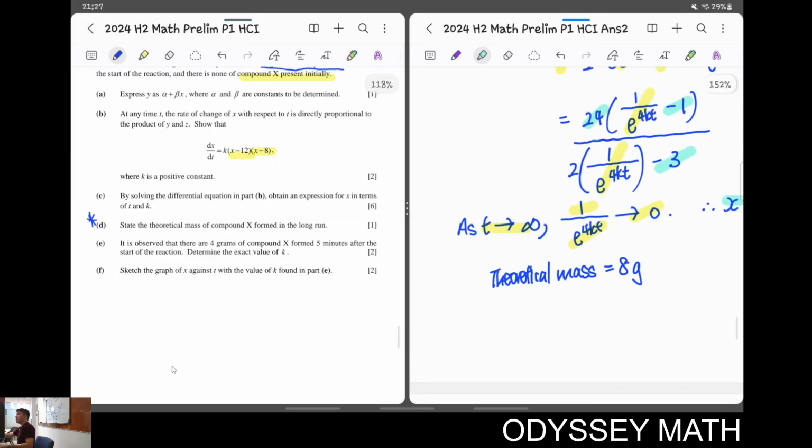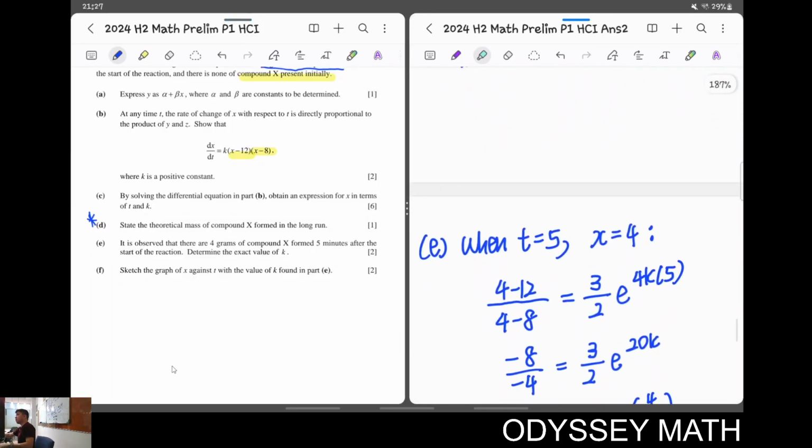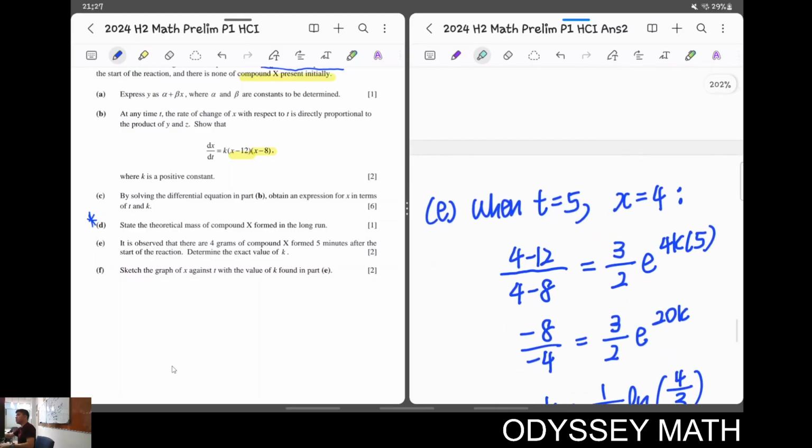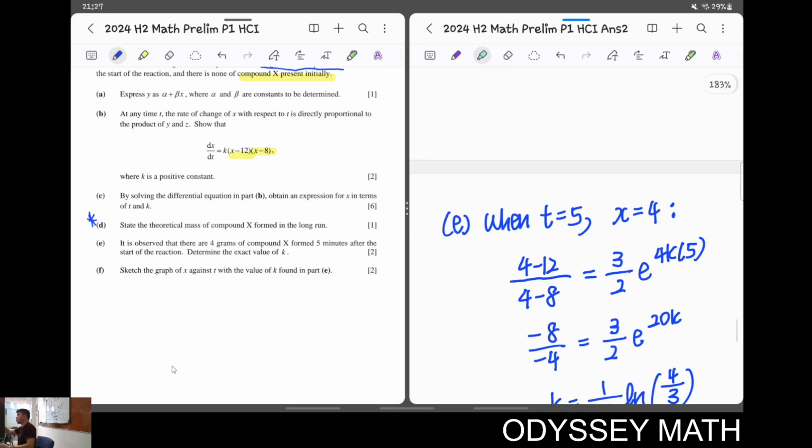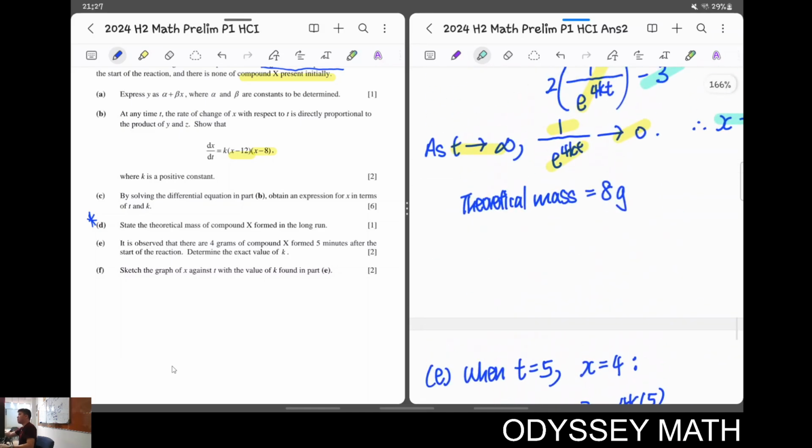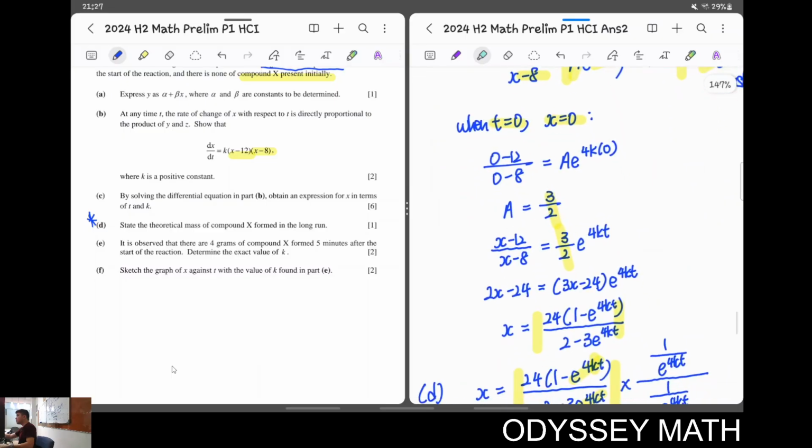Okay, now we do part E. It is observed that there are 4 grams of compound X formed 5 minutes after the start of the reaction. Determine the exact value of K. Sub t equals 5, sub X equals 4 in this equation here.